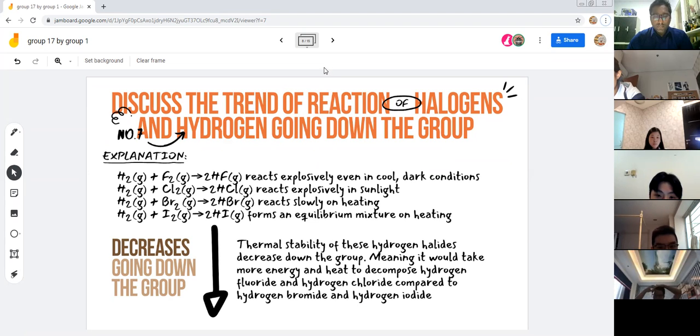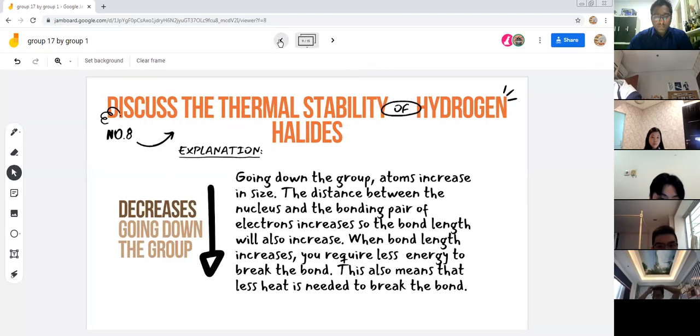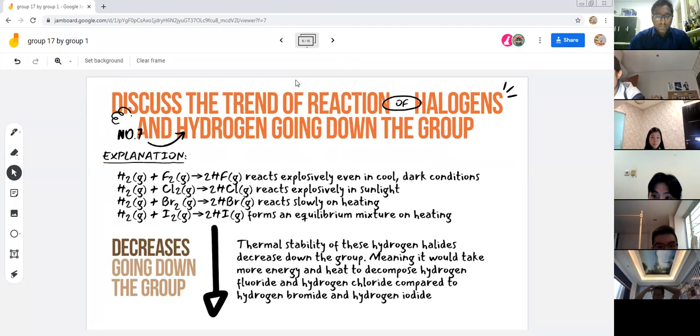Now moving on, we have the reaction of halogens and hydrogen. For hydrogen with fluorine, they react explosively even in cool, dark conditions. For hydrogen and chlorine, they react explosively in sunlight, while hydrogen and bromine react slowly on heating. For hydrogen and iodine, it forms an equilibrium mixture on heating.